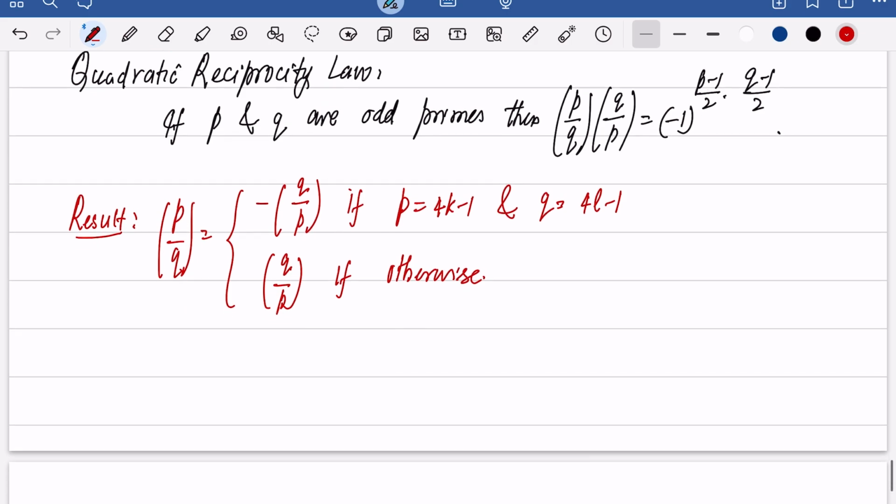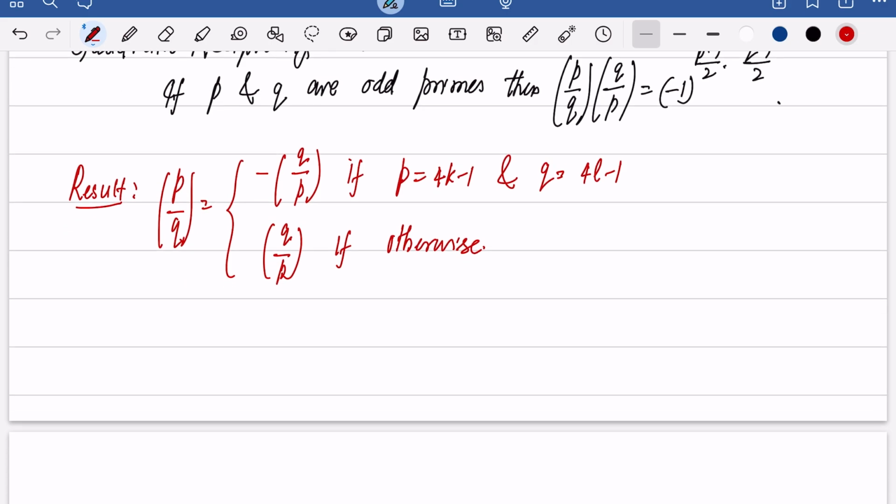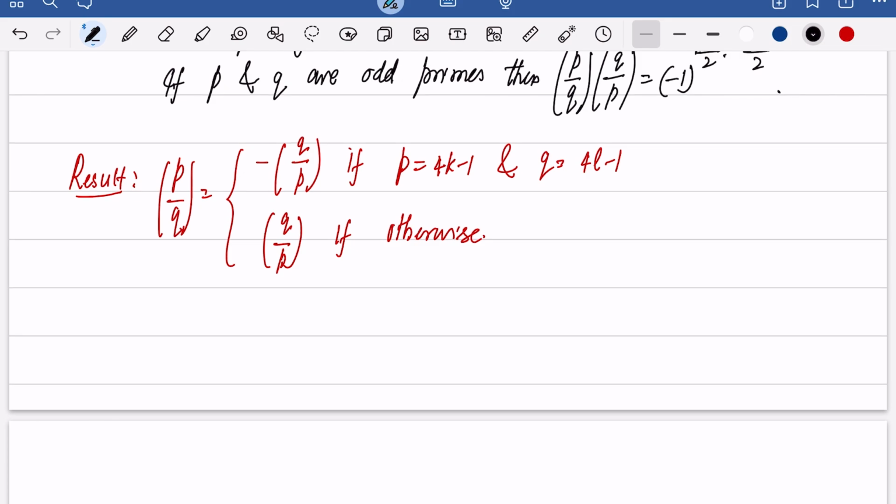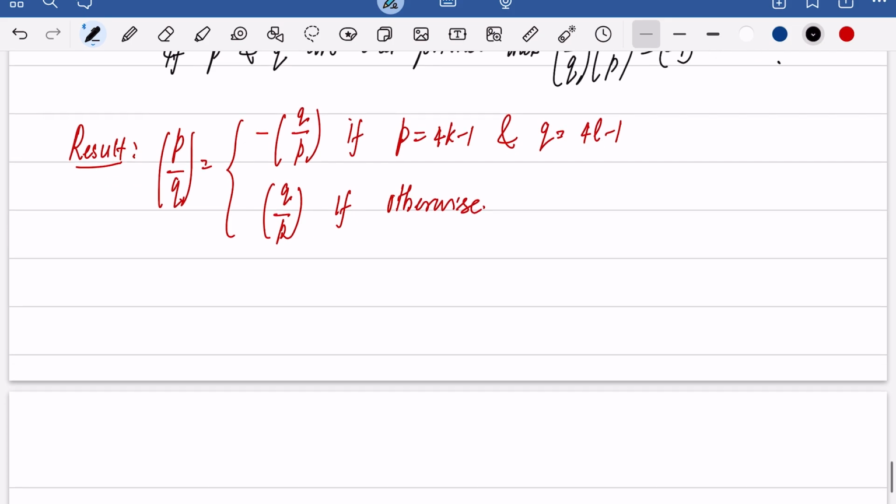So in order to use this result, we just have to verify whether p and q are both of the form 4k minus 1. Then we have to reciprocate it and write minus, otherwise we write q by p. So now here we can see how powerful this tool is to evaluate the quadratic residues.